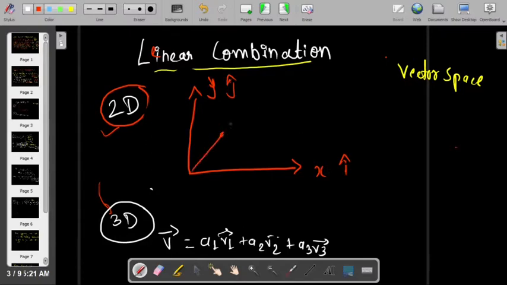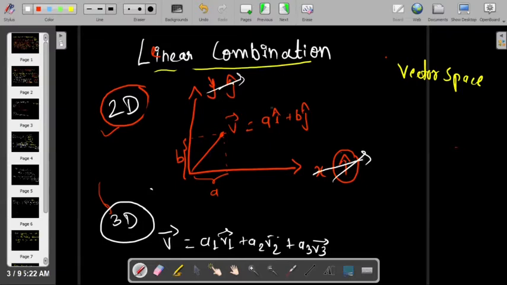So any vector V that we can represent in this 2D space can be represented as a i cap plus b j cap, where a is this length, the projection of this vector on the x-axis, that is in the direction of i, and b is this length, the projection of this vector in the direction of j cap. Now I am just twisting something: instead of i and j, can I write some arbitrary vectors v1 and v2? Then I can represent my vector V as a linear combination, a v1 plus b v2. Correct? Can I do this?